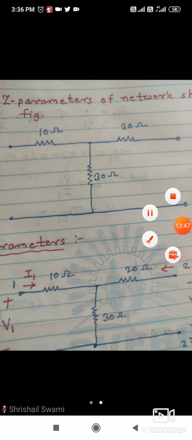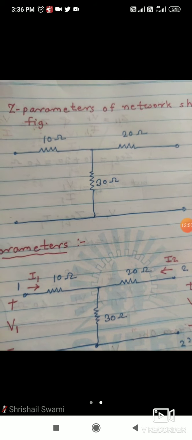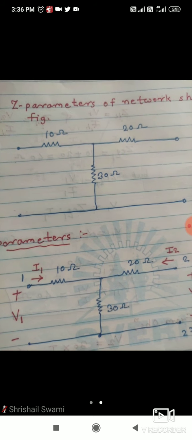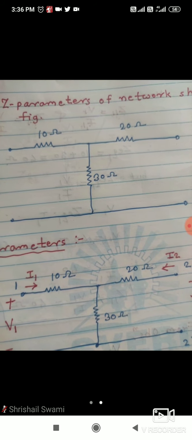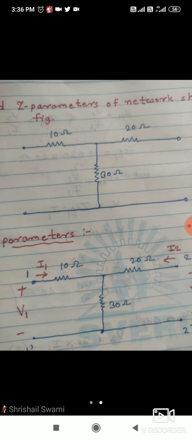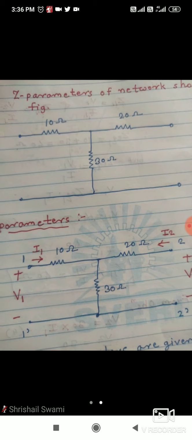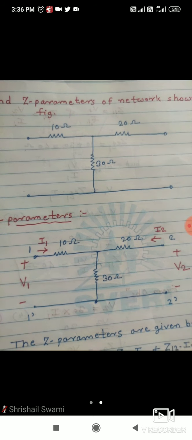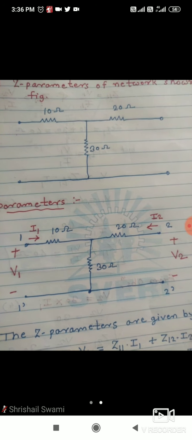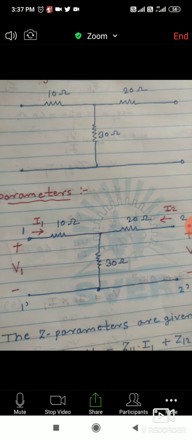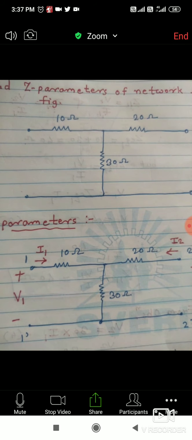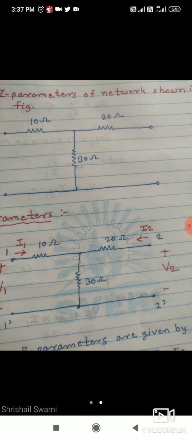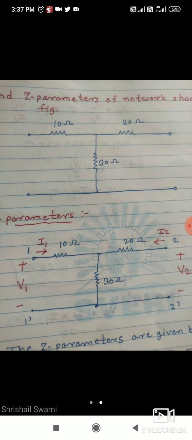Here three resistors are connected. If you observe the circuit, it looks like a capital letter T. The port names are not given, like 1 1 dash, 2 2 dash, A A dash, B B dash. You have to select any number or any letter. You can give the port names yourself. Okay, completed.